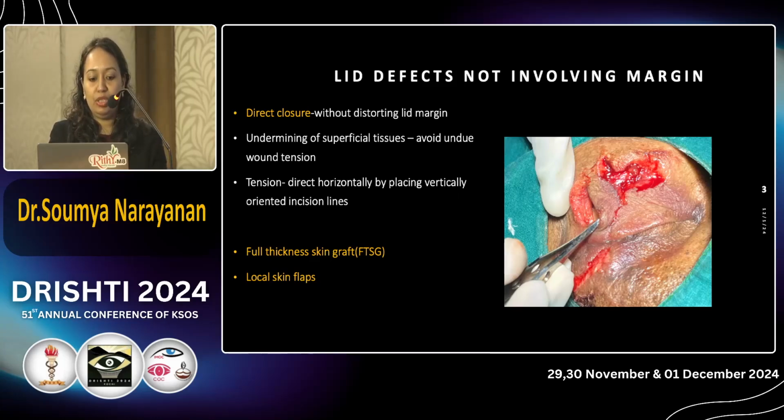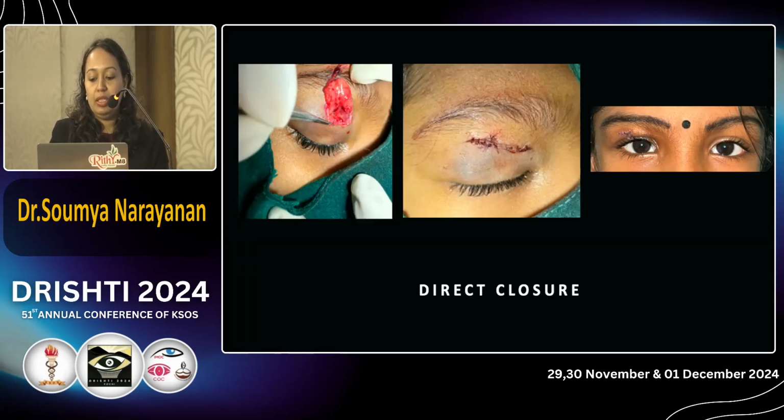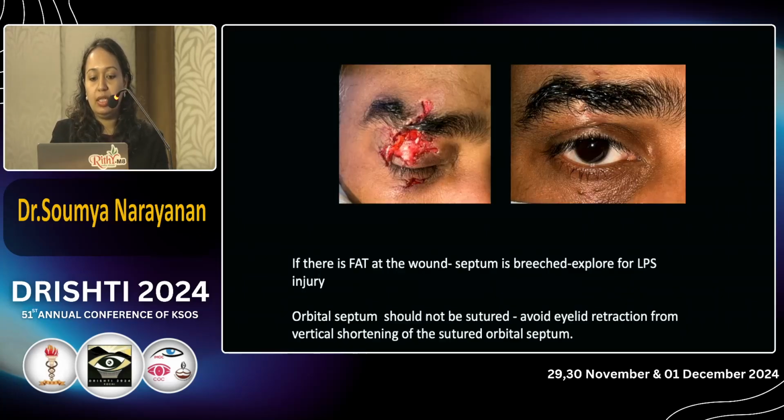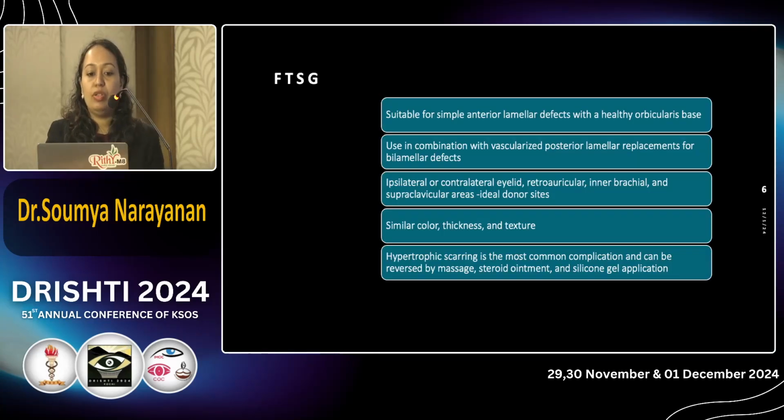If that is not possible, we can go for full thickness skin graft or local skin flaps. So this is a case of direct closure. And if there is fat in the wound site, that means the septum is breached, so we should explore for the LPS injury. The orbital septum should not be sutured back, to avoid eyelid retraction from vertical shortening of the sutured orbital septum. So full thickness skin graft is suitable for simple anterior lamellar defects, or is used in combination with vascularized posterior lamellar replacement in case of bilamellar defects.